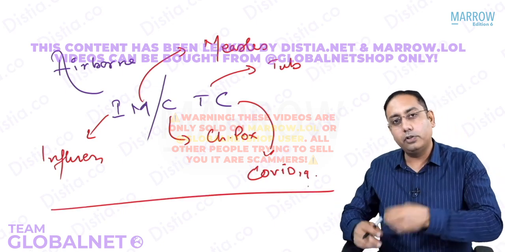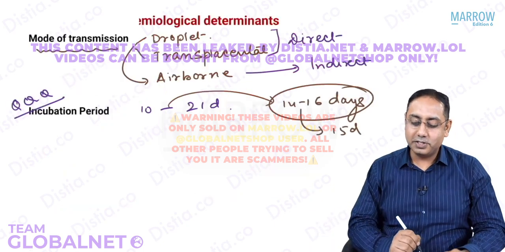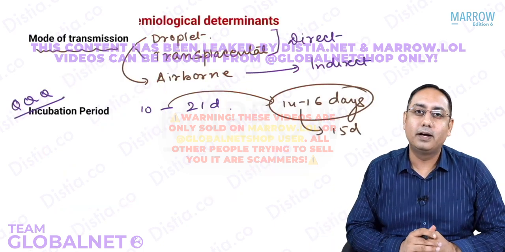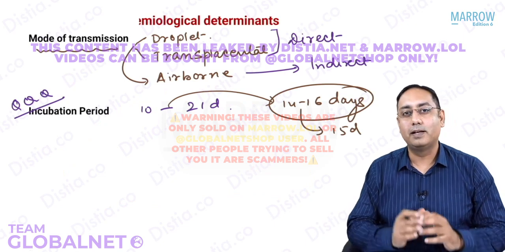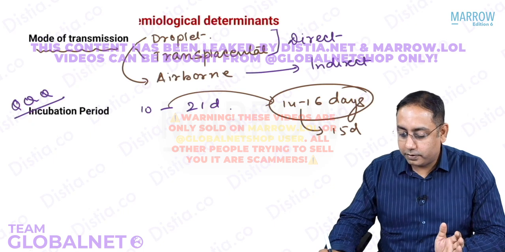You see COVID-19 in the option, you mark COVID-19. So that's how bad COVID-19 is. So just remember, please note that the chickenpox may have a direct mode of transmission and indirect mode of transmission.